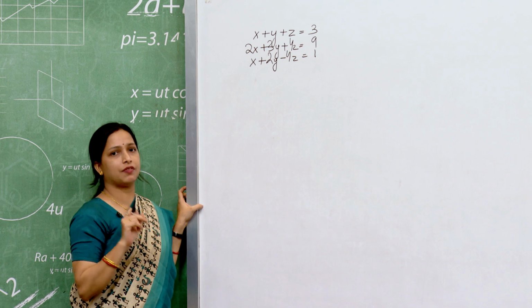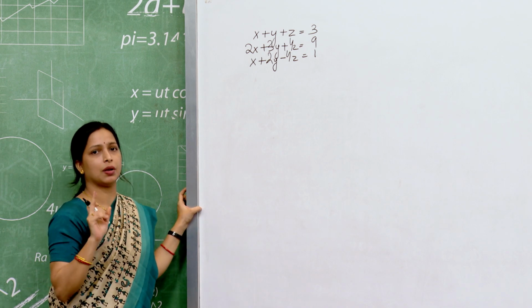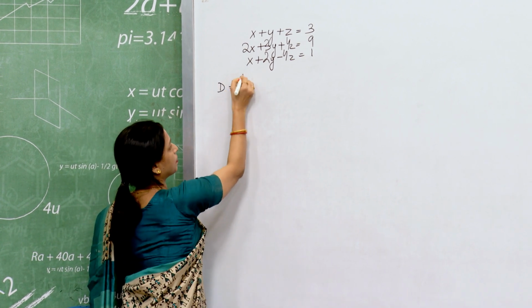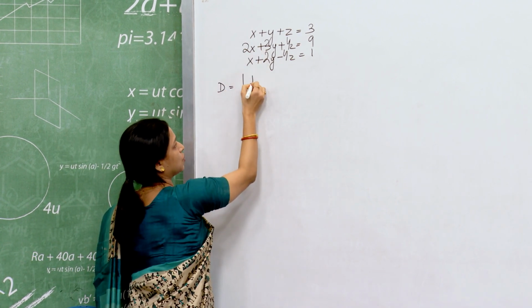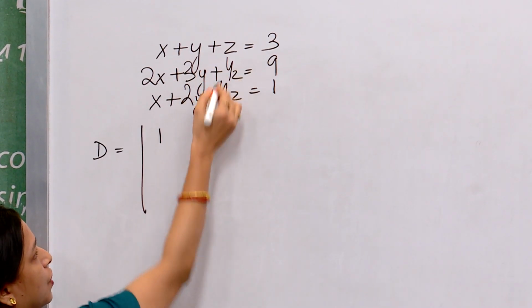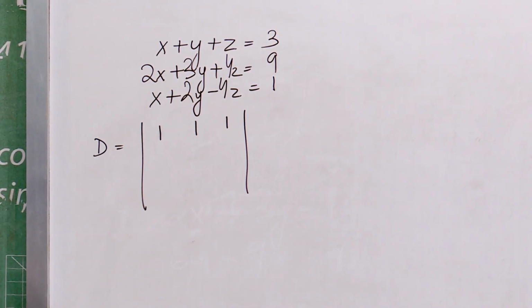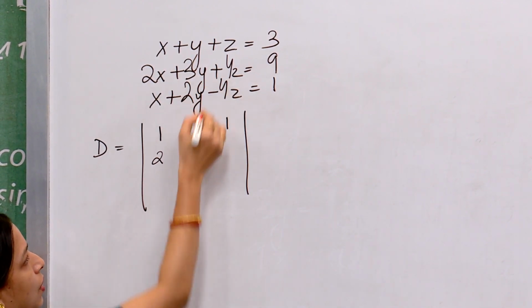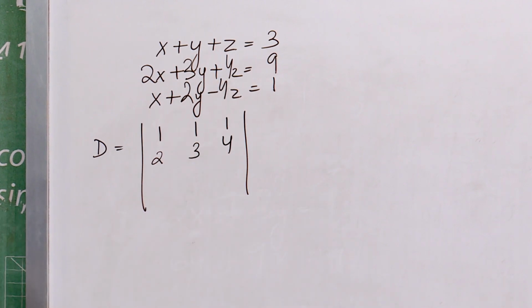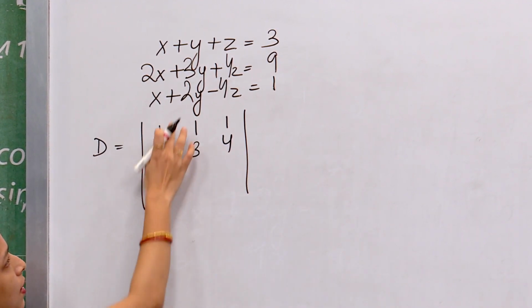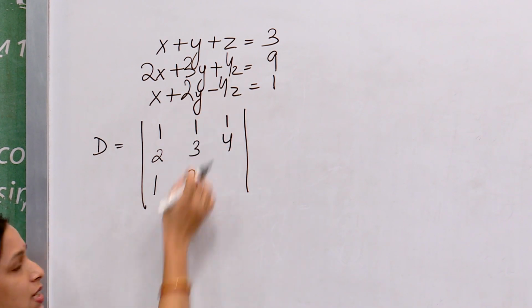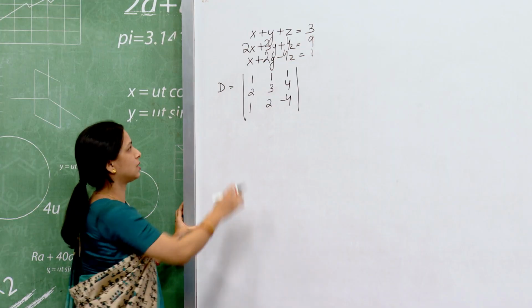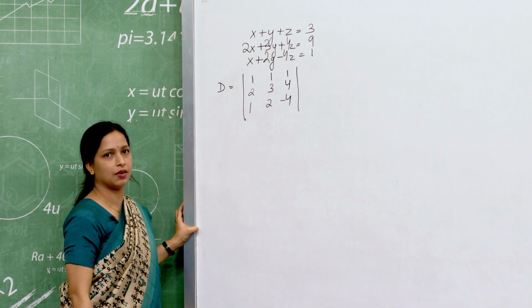Now, what is the first step? The first step is we have to make the determinant of the coefficients. Now, what are the coefficients here? The coefficients for x is 1, for y again 1, for z 1, right. Next, 2, for y is 3, for z is 4. Here 1, here 2 and here it is minus 4, right. So, this is the determinant of the coefficients of the variables.